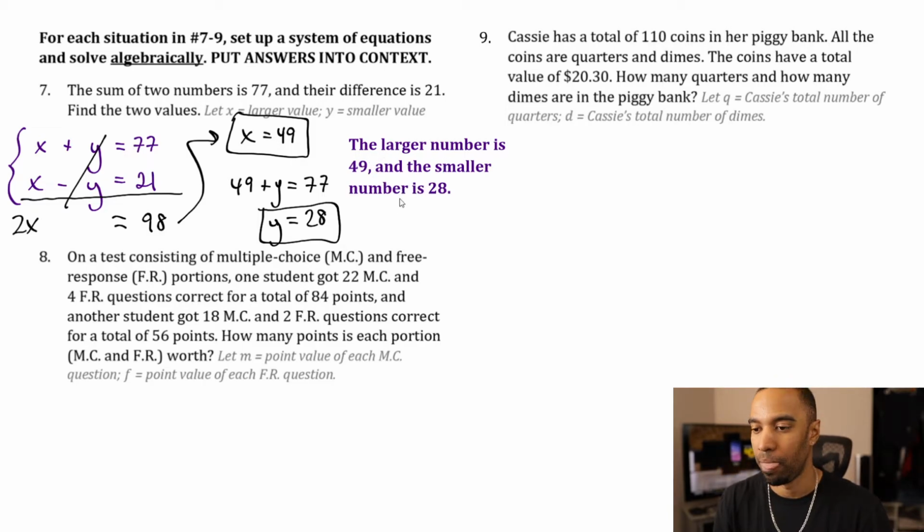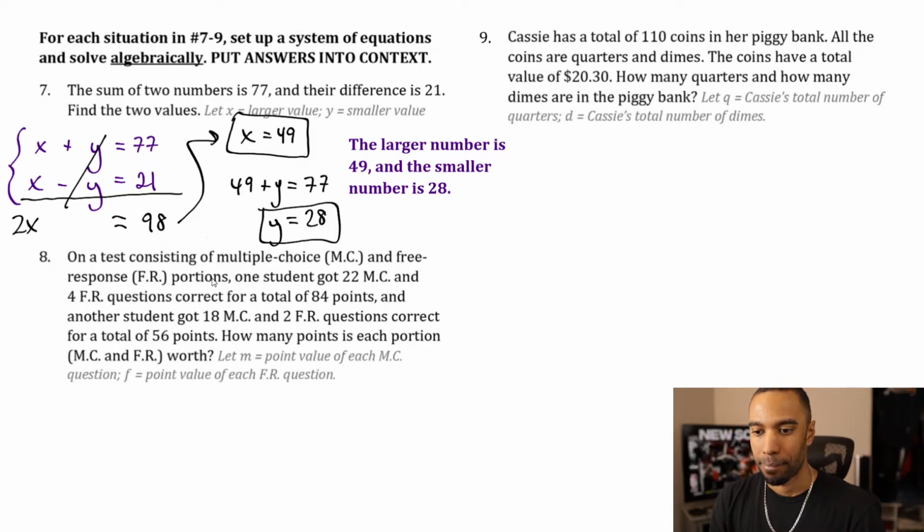and this is the only correct answer. Okay, on a test consisting of multiple choice and free response portions, so MC is going to stand for multiple choice, FR free response. One student got 22 multiple choice questions correct and 4 free response questions correct for a total of 84 points. And another student got 18 multiple choice and 2 free response questions correct for a total of 56 points. If this is out of 100, they failed. Yeah, this person got a B. How many points is each portion worth, the multiple choice and free response?